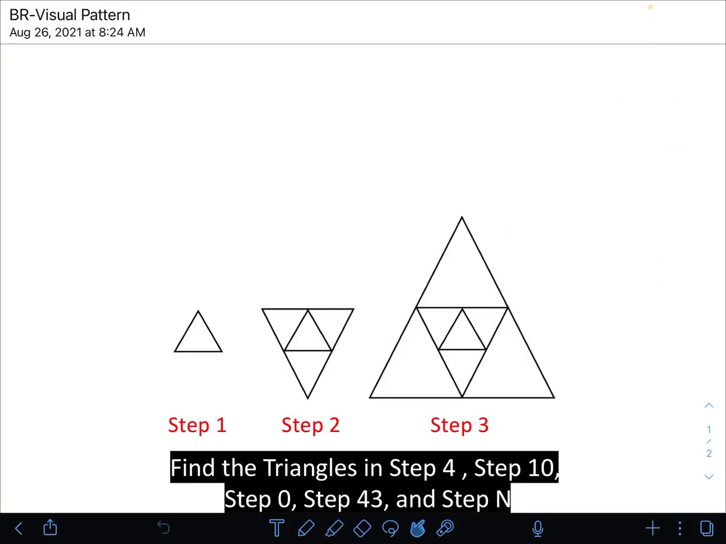Okay, man, I love these things. So let's say I give you this problem. Let's say I have these triangles that are growing, and I want to find the triangles in step 4, 10, 43, and step n.